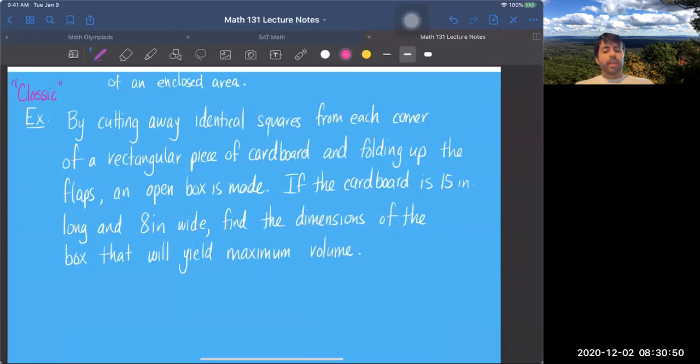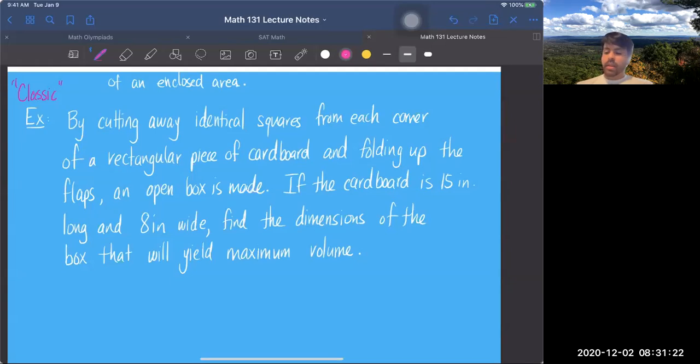But what's nice about it is that calculus solves this the same way. It's going to be a different kind of problem in terms of the quantity that we're optimizing here. In this case, we're not maximizing area, we're maximizing volume. But the idea is that we still will get a function that we can find the maximum of using calculus, using the first derivative.